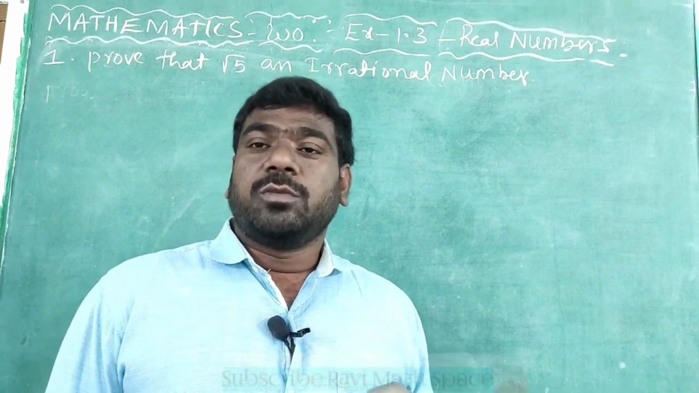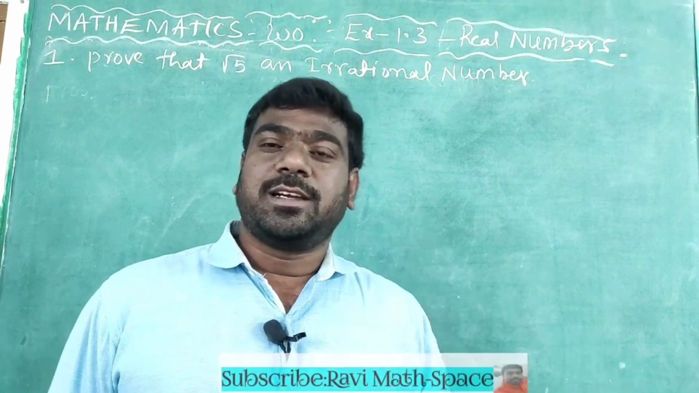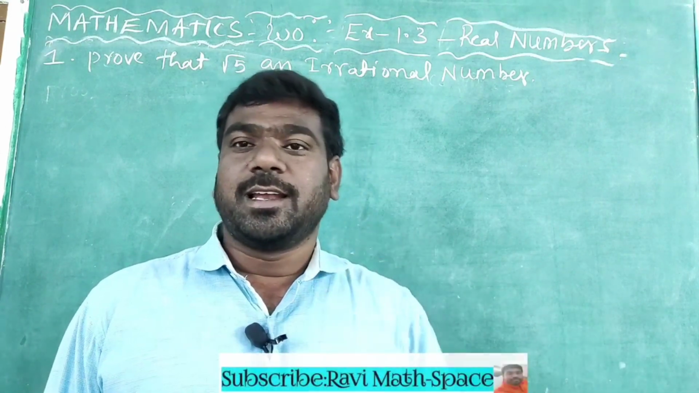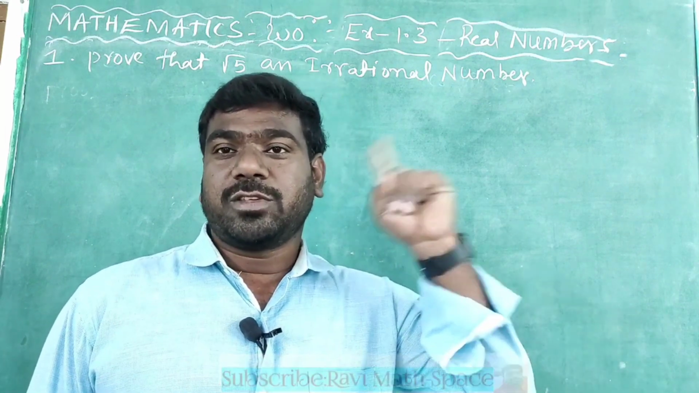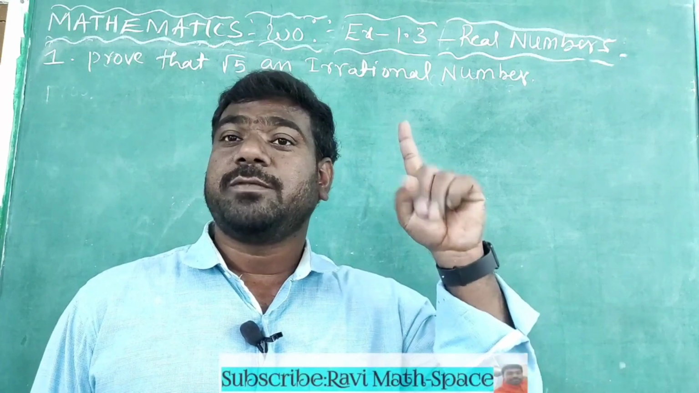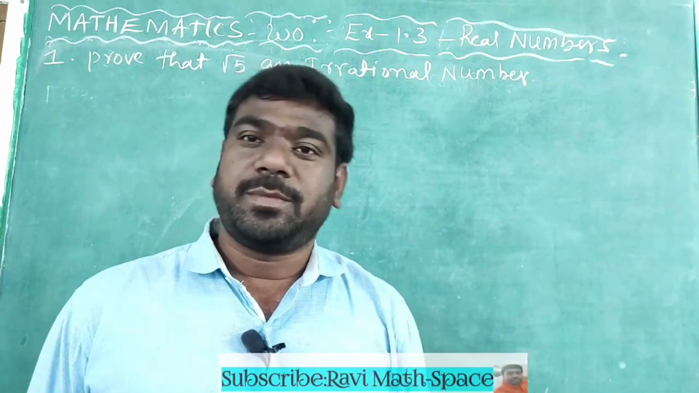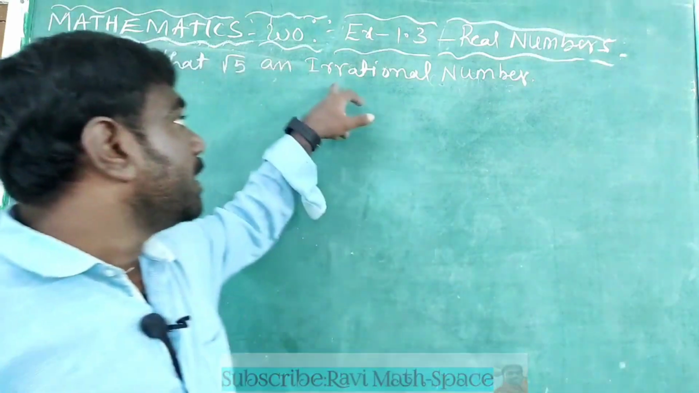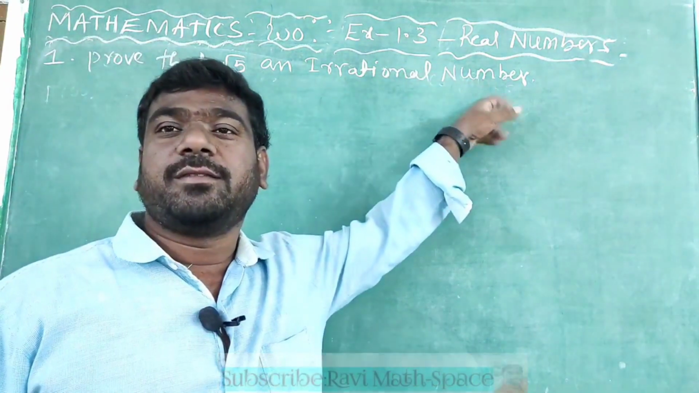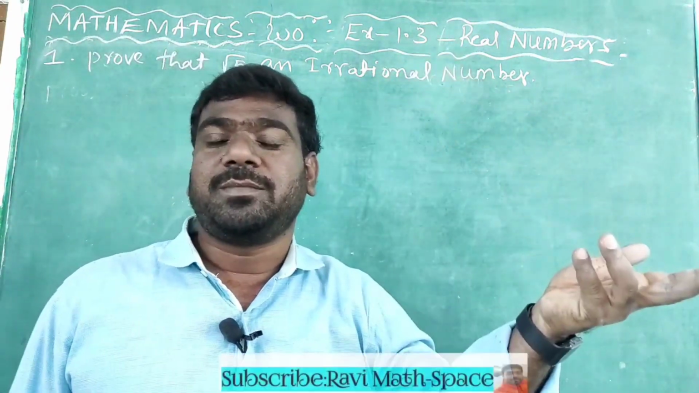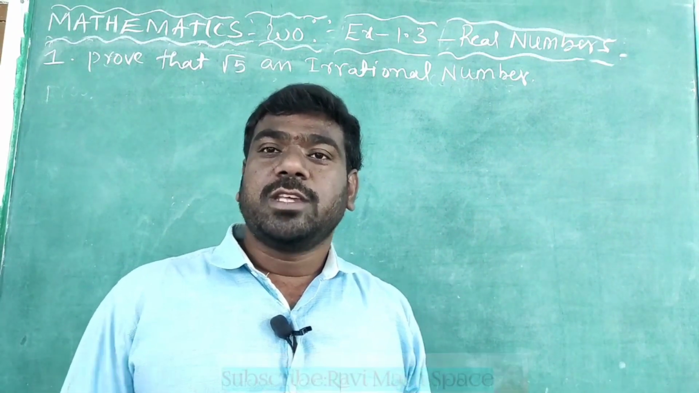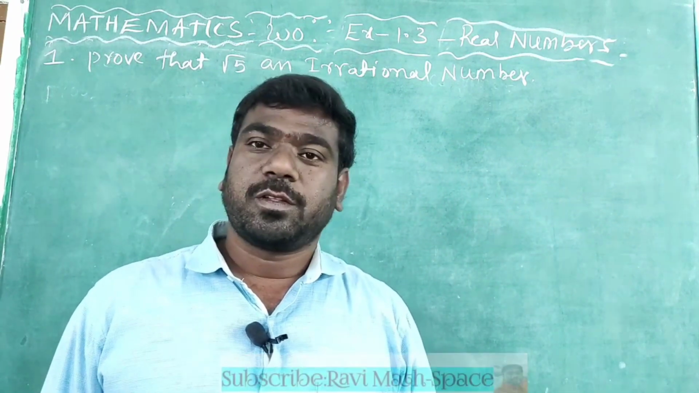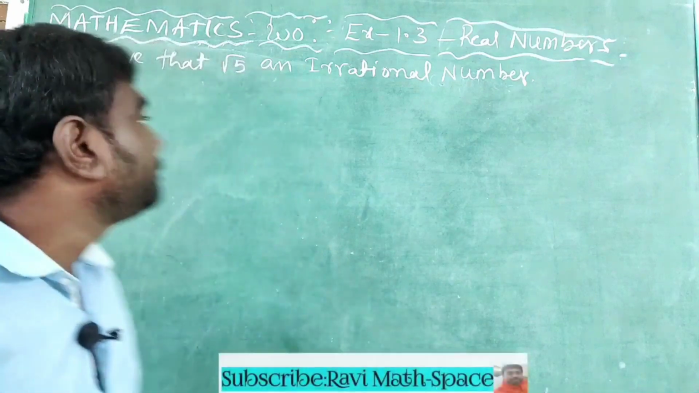Okay. So by using the contradiction method, we are going to prove the irrationality. What is the meaning of contradiction? Whatever is given in the question, we take the opposite statement. Here the given statement is that it is an irrational number, so we take the opposite statement, that it is a rational number, and by using that we are going to prove.